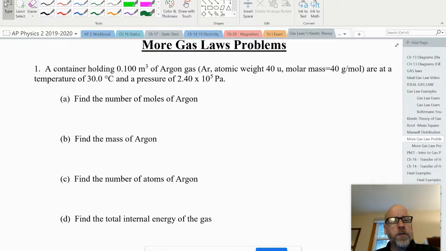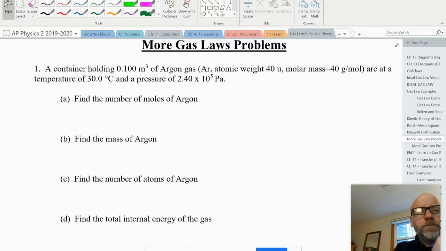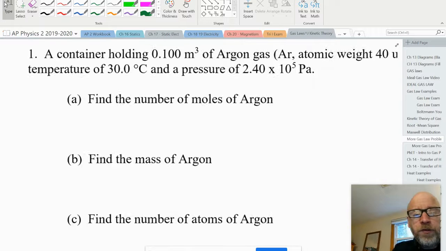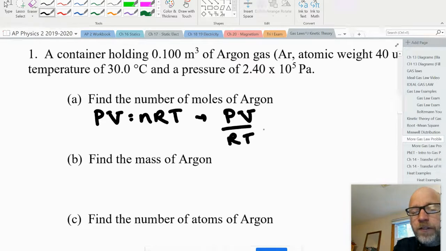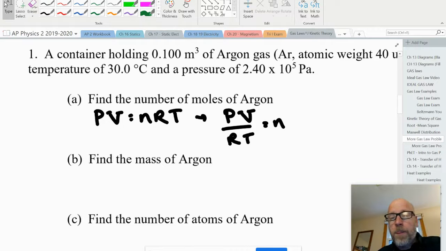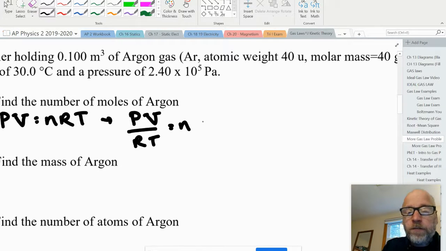It's at a temperature of 30 degrees Celsius with a pressure that is given. It says, find the number of moles of argon. Well, if we were to utilize the ideal gas law, PV equals nRT, and I solve it for n, PV divided by RT equals n. I believe we have enough information to solve it right here.